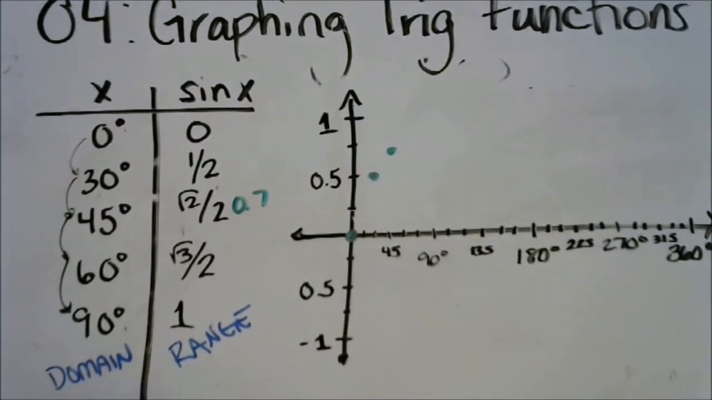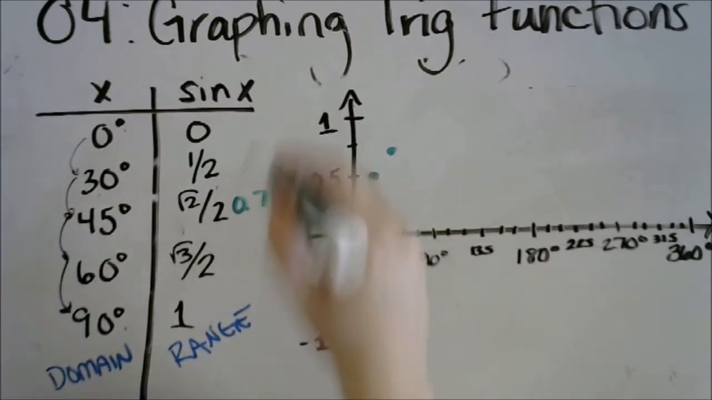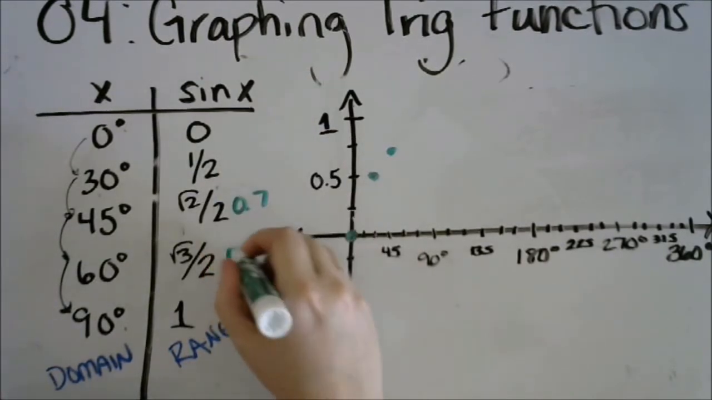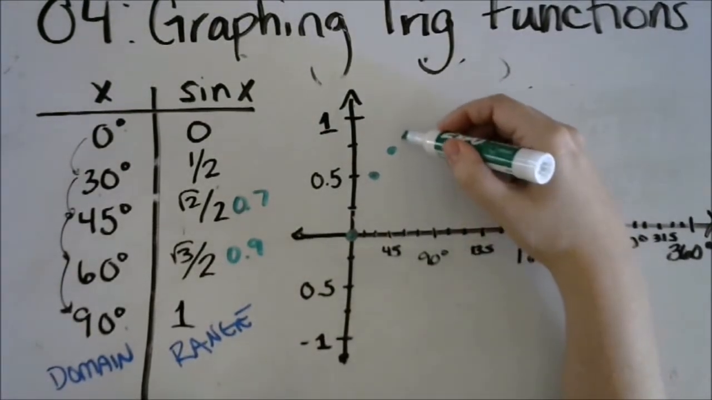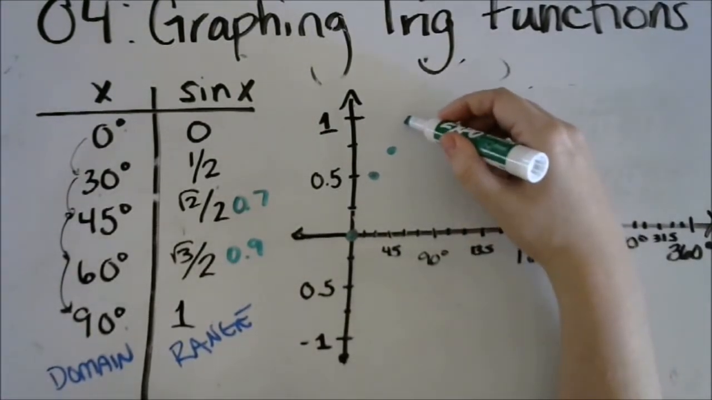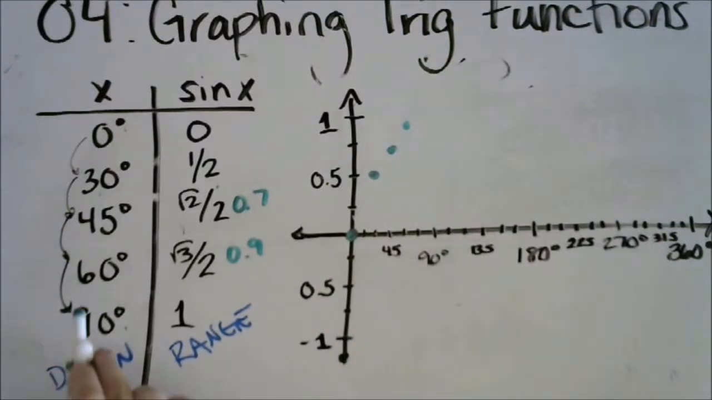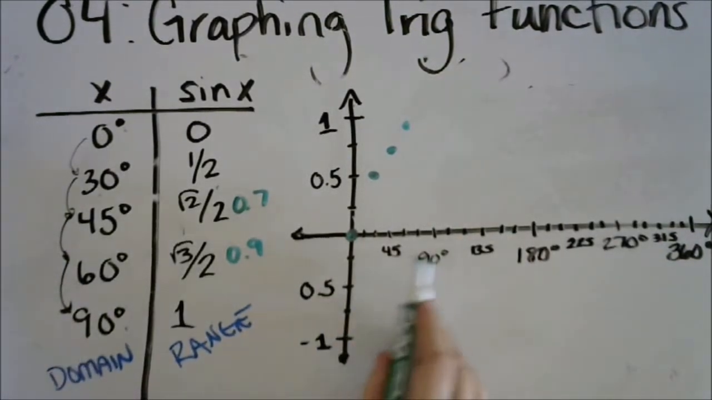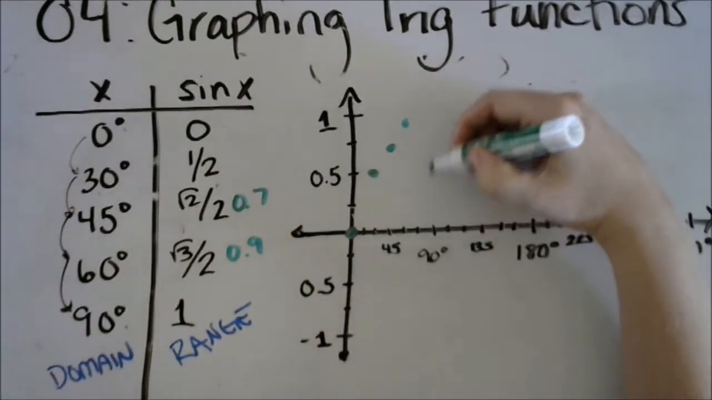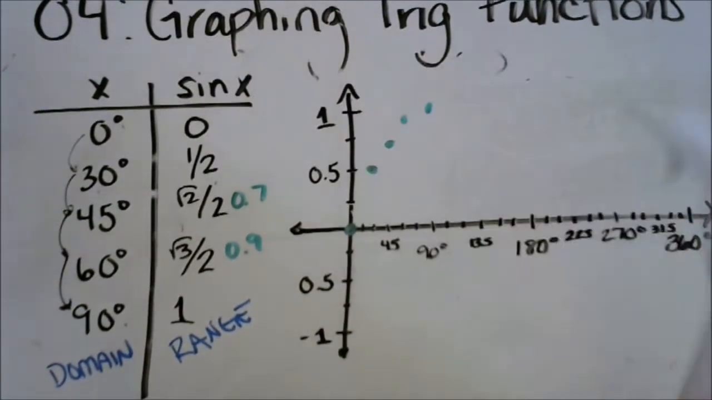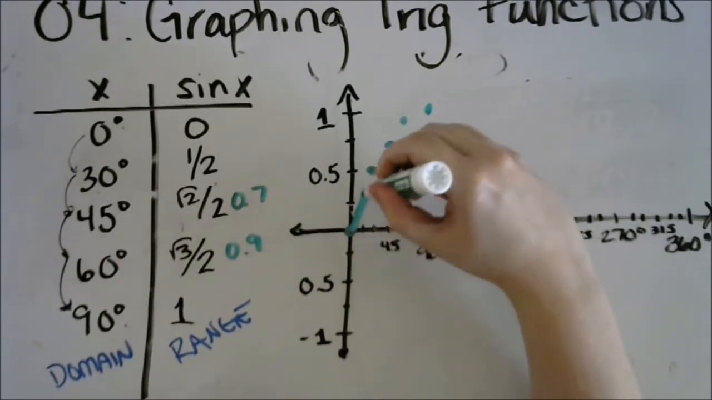And then rad 3 over 2, which is approximately 0.9. 60 degrees, 0.9 is closer to 1. Well, what happens at 90 degrees? Now keep in mind I'm going to take a little jump on my x-axis. 90 degrees, I get to exactly 1. Connect your dots in a continuous curve.